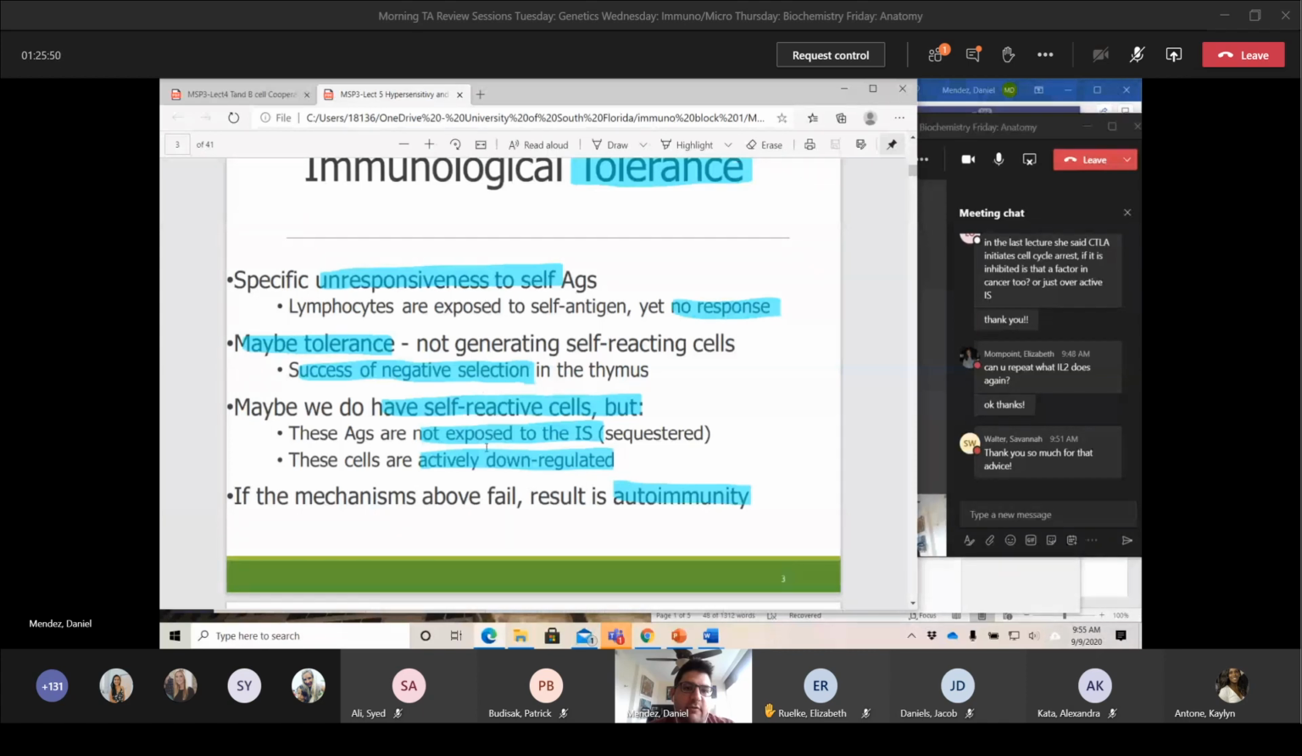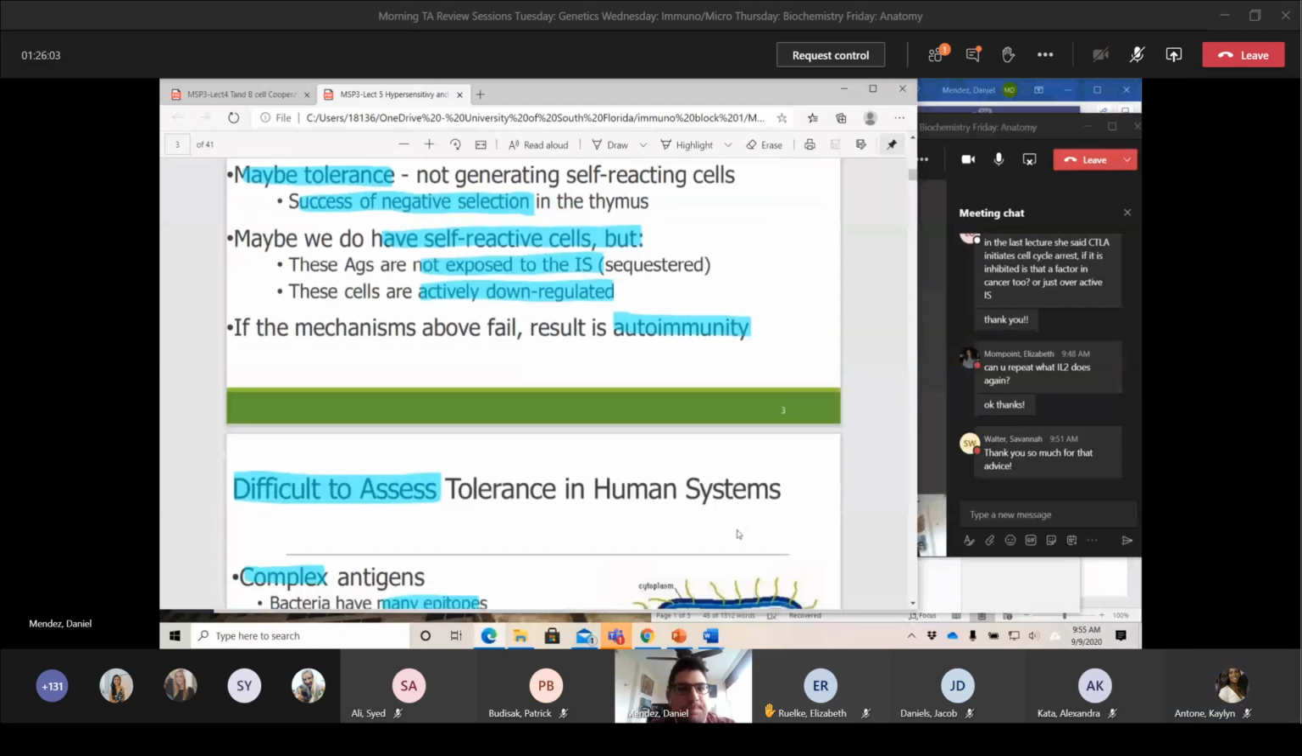And then there was also the active downregulation. If we don't have the active downregulation of those overreacting cells, then those cells are going to be enhanced and we'll have autoimmunity. Perfect. Thank you. No problem.